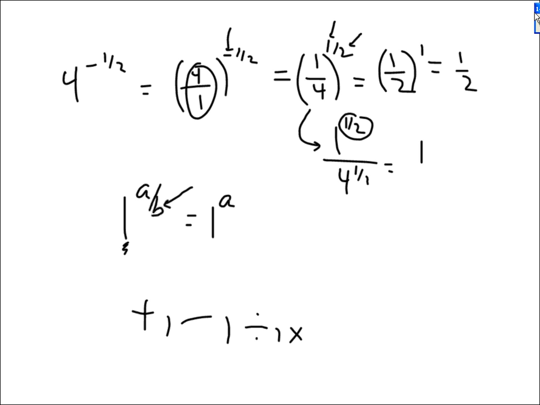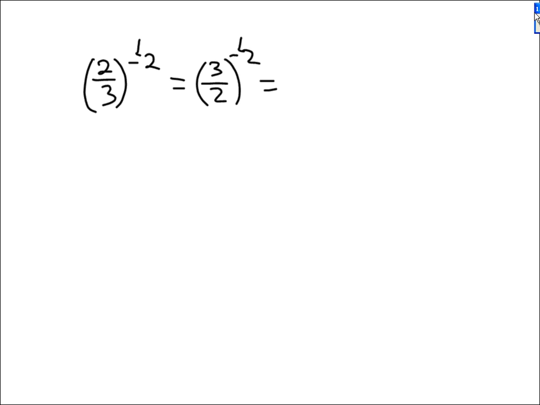Raise it to the 8th power. That means multiply 1 by itself 8 times. 1 times 1 times 1, it's 1. 1 to any power is 1. 4 to the half, well, half means square root. Most of you are familiar with square roots, and square root 4 is 2. So however you do it, get the right answer.